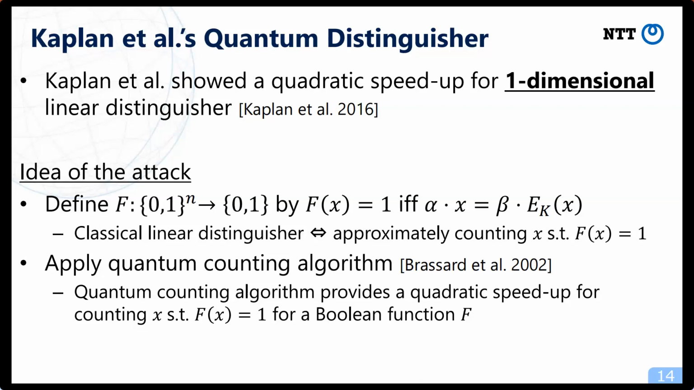Very roughly speaking, quantum counting algorithm provides a quadratic quantum speedup for counting x satisfying the equation for some Boolean function. So in this way, Kaplan et al. achieved a quadratic speedup for one-dimensional linear distinguisher. So there already exists a quantum speedup for the one-dimensional case.